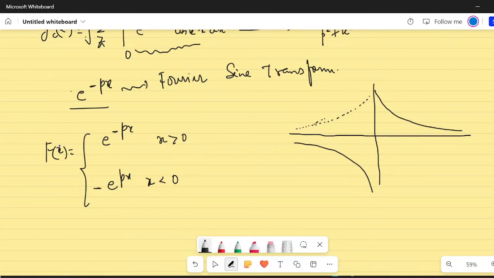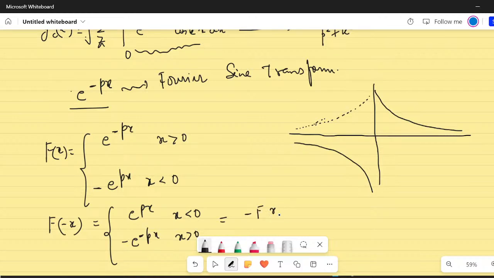And if I'm writing the odd extension, then you can clearly see that this is an odd function. If you want to see that, you can do that as well. You can just write f of minus x, and here you will get e to the power px for all x less than 0, and for all x greater than 0 you will get minus e to the power minus px. Just take a negative common out, and you will find that this is equal to minus of f of x. So clearly you can see that this particular function is an odd function now, and if you have this odd function, then you can clearly define the Fourier sine transform.